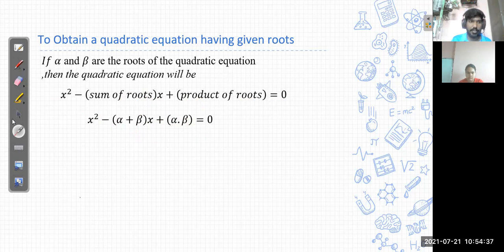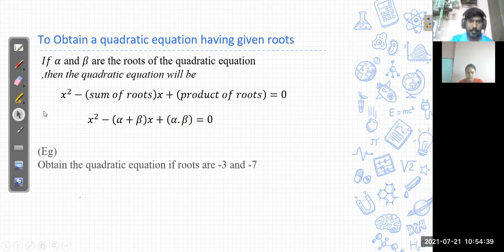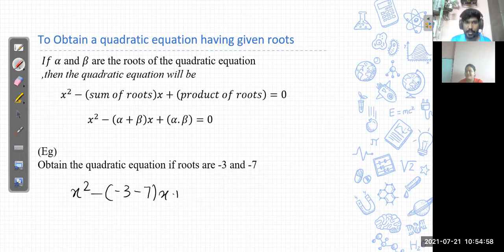I'll do this example. Obtain a quadratic equation if the roots are minus 3 and minus 7. So x square minus (minus 3 plus minus 7) x plus (minus 3 into minus 7) equals 0.